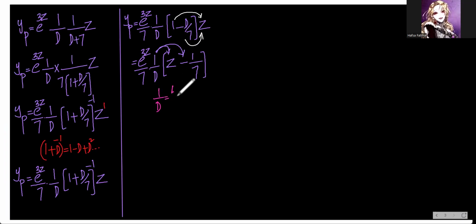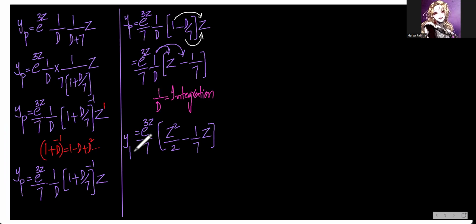I am writing it here for your convenience: 1 by d is equal to integration. So it is e power 3z by 7. Now integration of z is z square by 2, and integration of 1 by 7 is 1 by 7 into z. This is our yp value. There is no more d value, so we can stop. So finally, therefore, the solution is, I think I should write here in this page. Yeah, here I will write it.